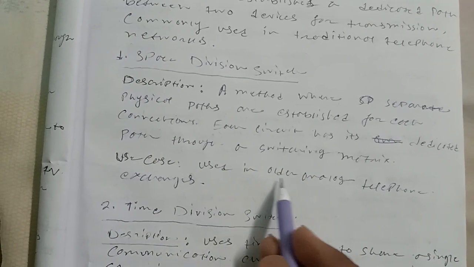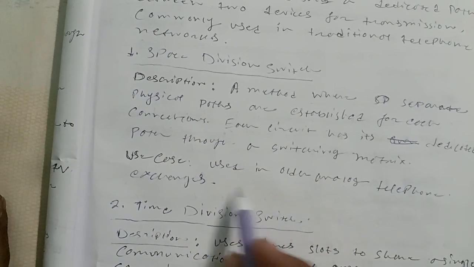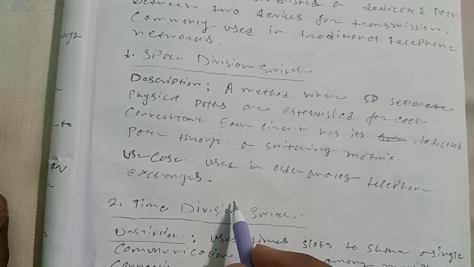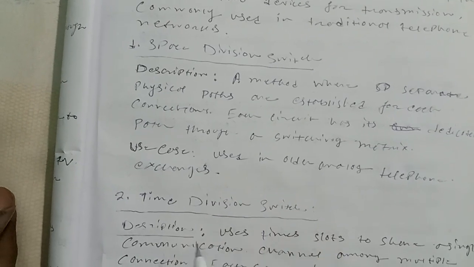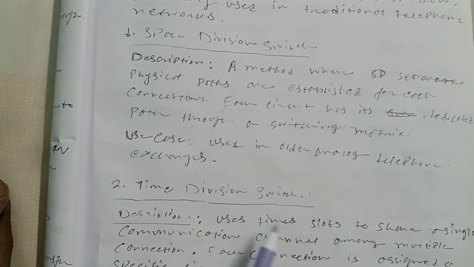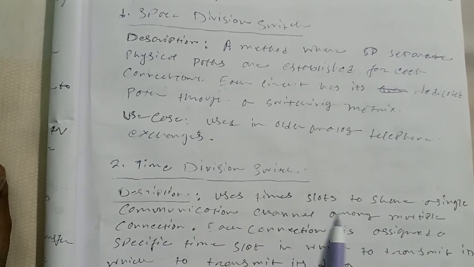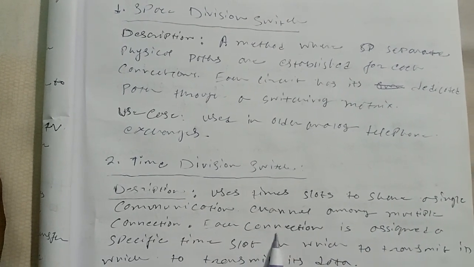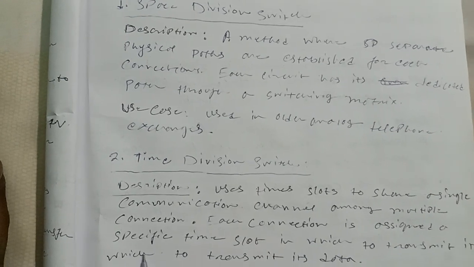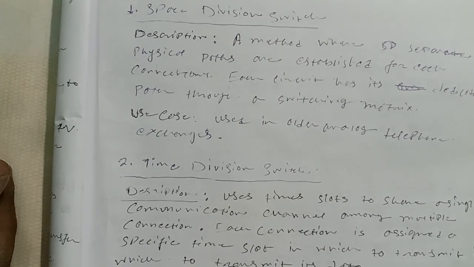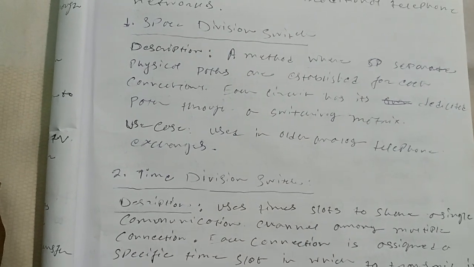Use cases: used in older analog telephone exchanges. Secondly, we have the time division switch. It uses time slots to share a single communication channel among multiple connections. Each connection is assigned a specific time slot in which to transmit its data.